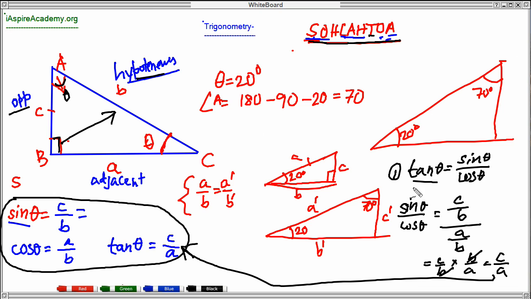Now let's try to solve a few problems with this. We'll take the next video or next couple of videos to solve different problems of trigonometry.